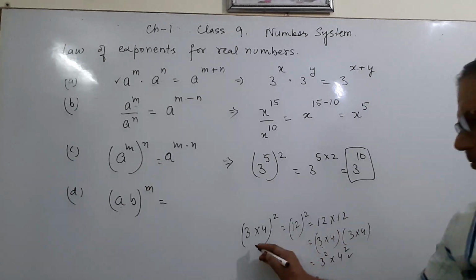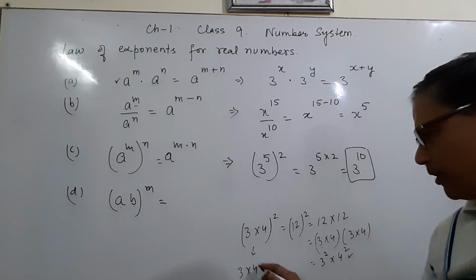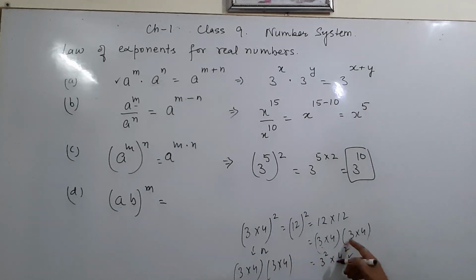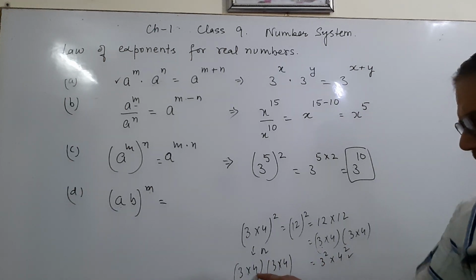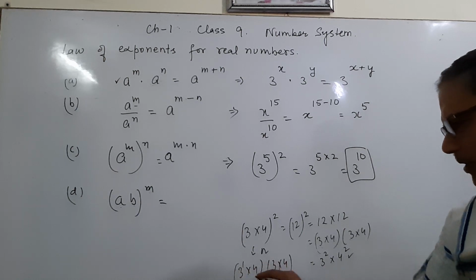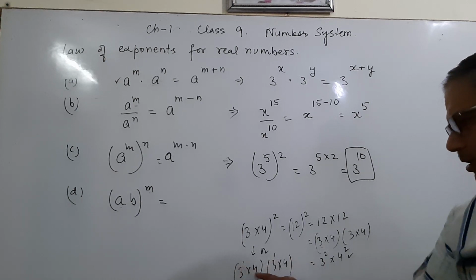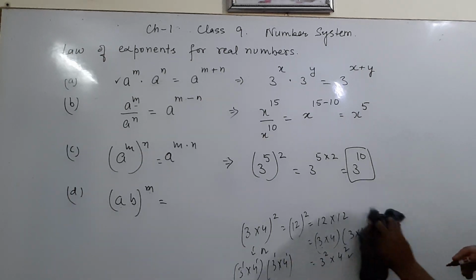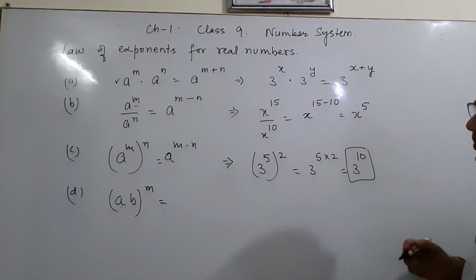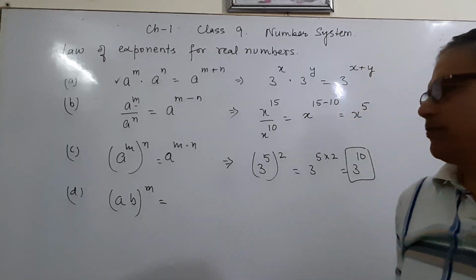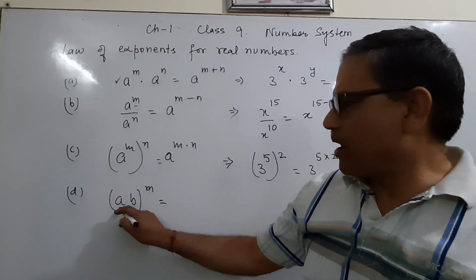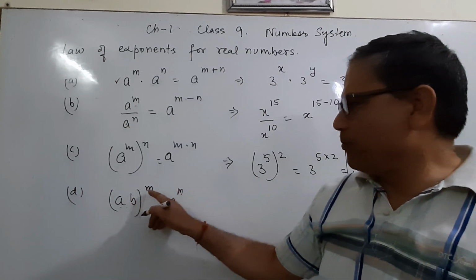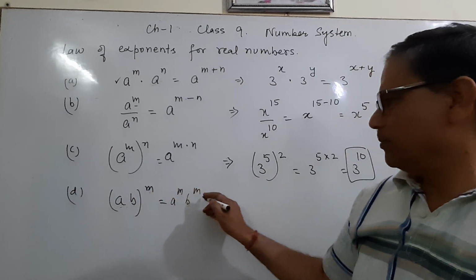Or we can also write 3 multiply 4. How many times? 2 times. Or 3 multiply 4. This will be the same. Then base same, power add. 3 power 1 plus 1, 4 power 1 plus 1, that is 2. And what will be the answer of this one? Now tell me yourself. Here the power of A is m, the power of B is m.